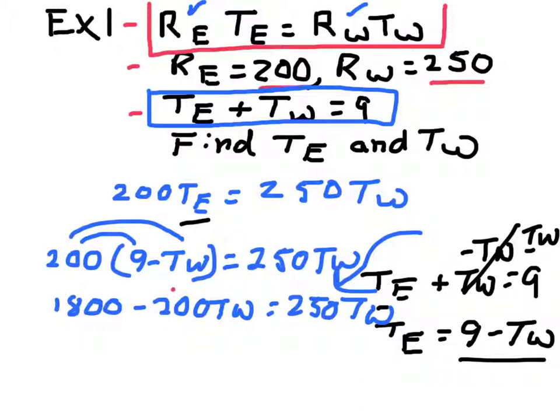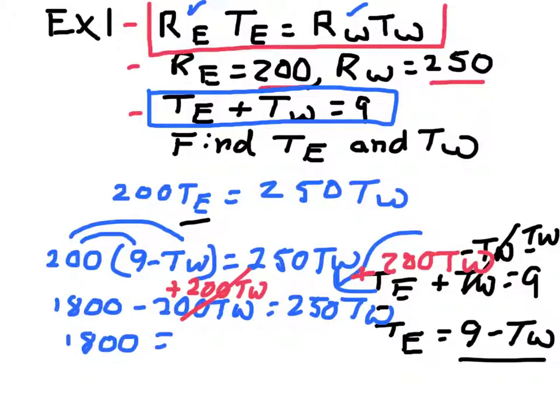So what could I do to that minus 200 TW to cancel it? Add 200 TW, and I'll do the same thing over here, plus 200 TW. These cancel. So I have 1800 is equal to, let's see, 250 plus 200 is 450 TW. Now to solve this, since they're multiplying by 450, I'm going to divide by 450.